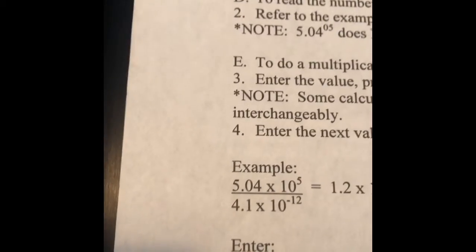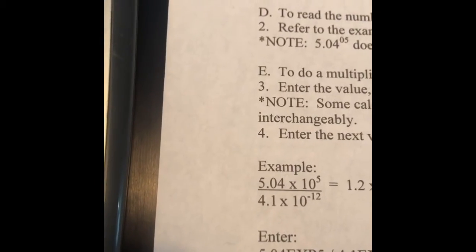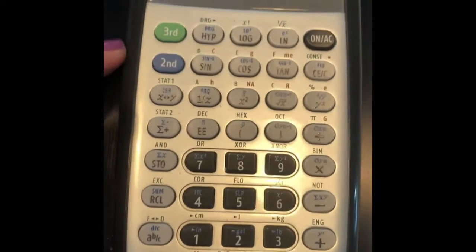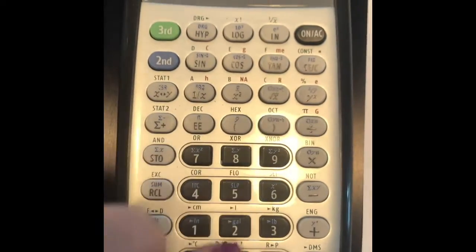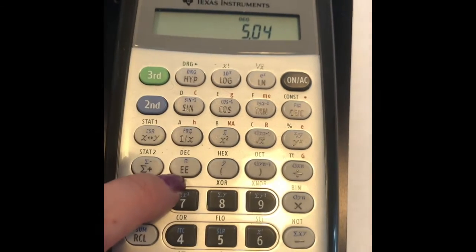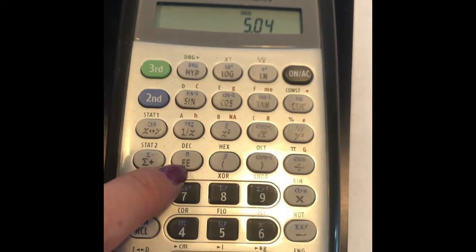So we have to learn how to do this on our calculator, because in chemistry we're going to sometimes have 10 to the 23rd. We're not actually going to move the decimal place 23 places. We're just going to put it in the calculator that way. So 5.04. Now for scientific notation, your EE key is right here.